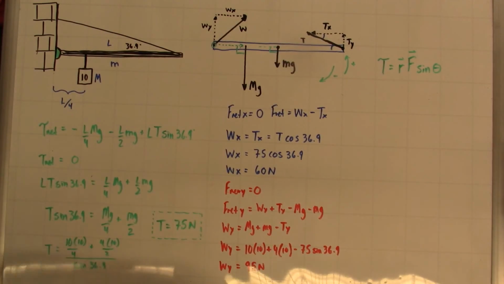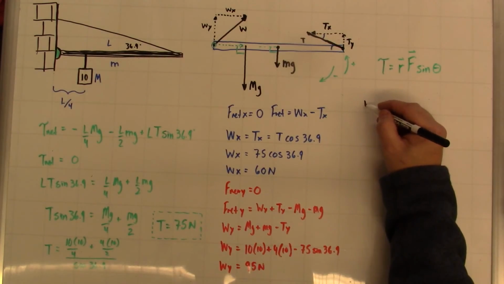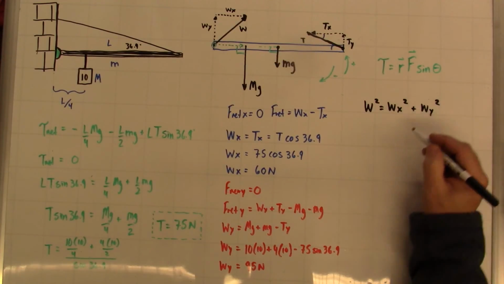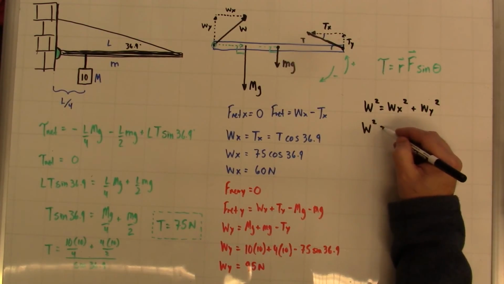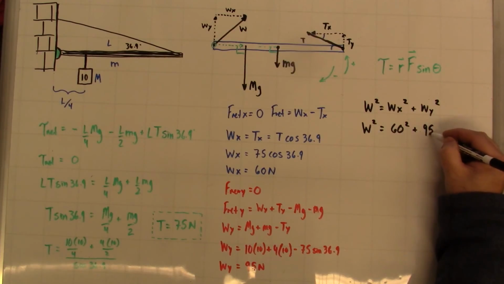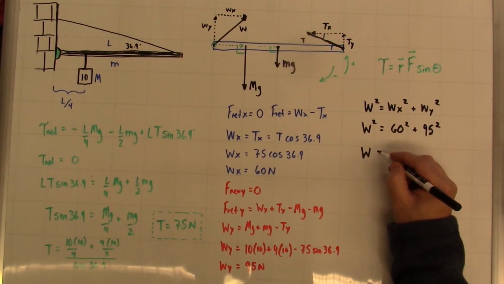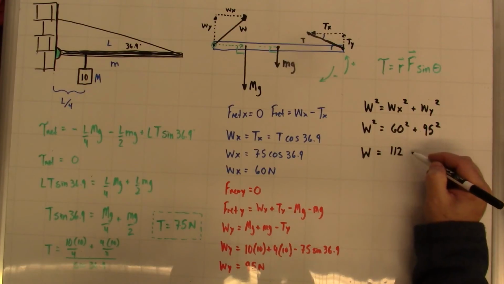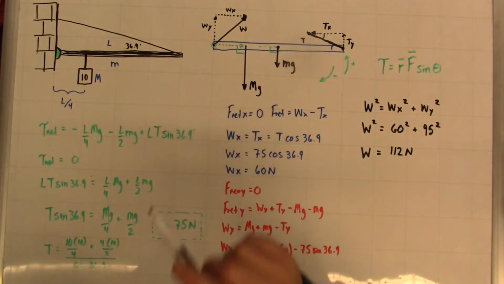Let's answer the question. It says, what is the total force by the wall? And what is the angle? So what I notice is that my wall force squared should be equal to my wall force in the x direction squared plus my wall force in the y direction squared. When I go to calculate those, so my wall force in the x direction is 60 squared plus in the y direction it's 95 squared. Let's plug and chug it. I got to calculate this. Of 112 newtons. So that's fine with me. So that's 112. I'm okay with that.